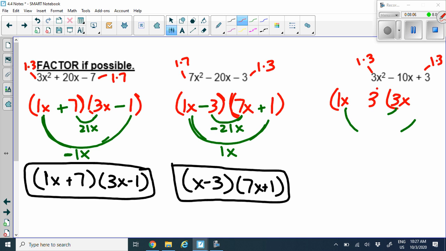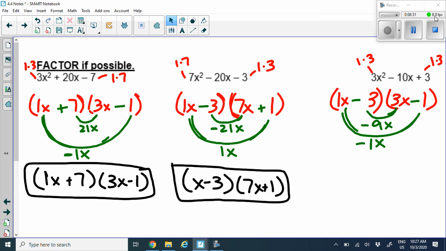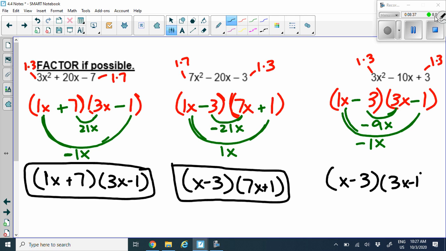So I'm going to have 3, and then I'll have 1. Okay, so I do 3 times 3x gives me 9x, and 1x times 1 gives me just an x. So if I added or subtracted 9x and 1x, could I get a negative 10x? Yes. Now, in order to get that negative, both of these have to be negative, because negative 9 minus 1 gives us negative 10. So that means for both parentheses, they're going to be negatives. So my final answer here is x minus 3 and 3x minus 1. Now, some of you might see the patterns a little bit easier. So doing these, you might not have to do as many options, okay?